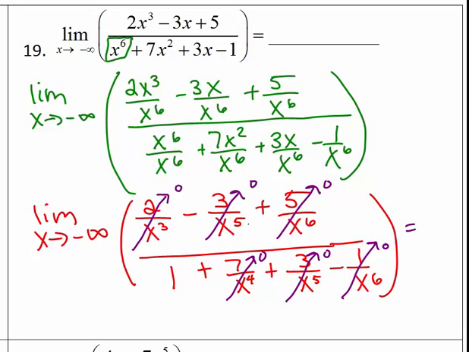So on top, 0 minus 0 plus 0 would be 0. Then in the denominator, 1 plus 0 minus 0 would be 1, and 0 divided by 1 would be 0. So the limit as x goes to negative infinity for this function would be 0.